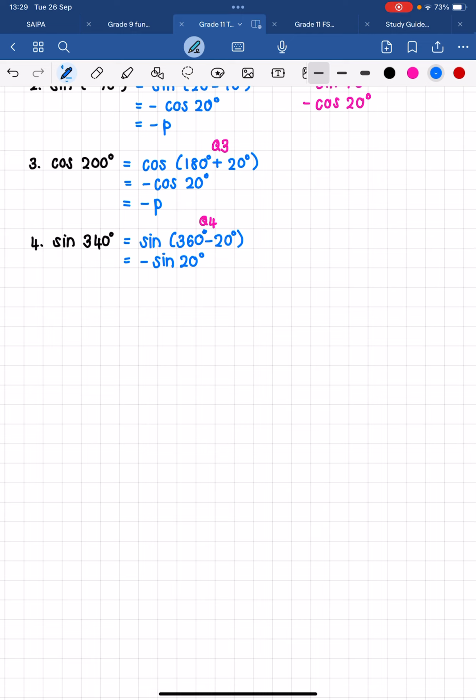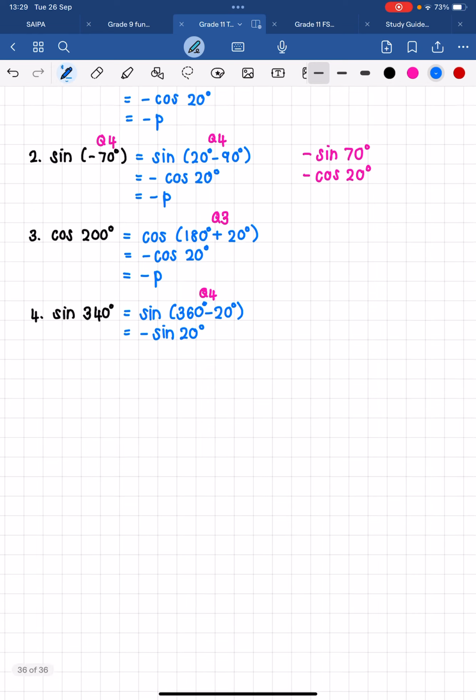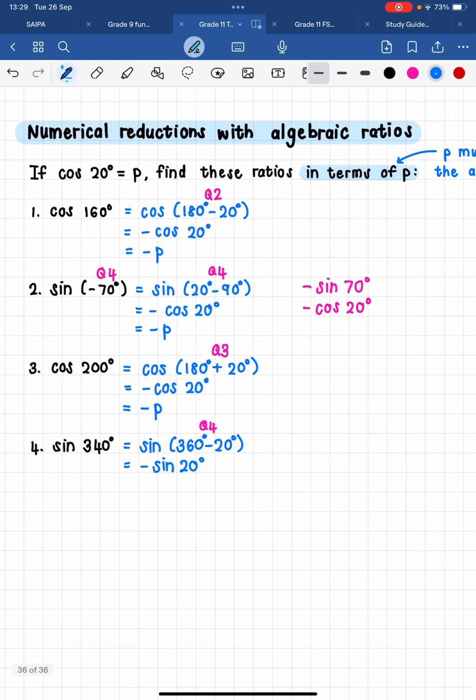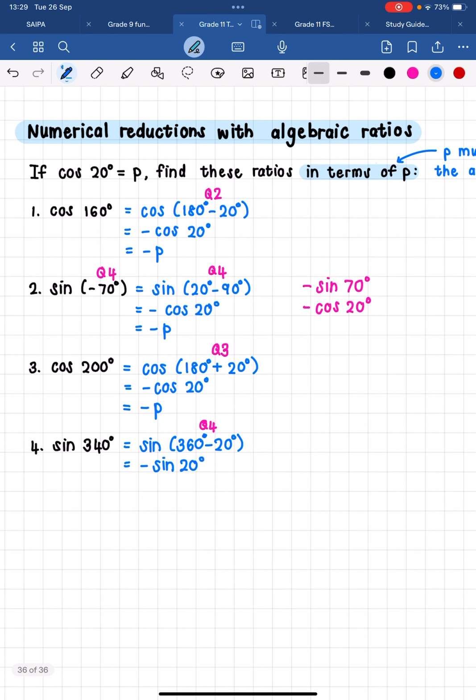Now we have a problem, because we know what cos 20 is, but we don't know what sine 20 is. Now we are going to go back up to what was given originally. Cos 20 equal to P, right? I'm going to highlight this. Guys, isn't P the same as P over 1?